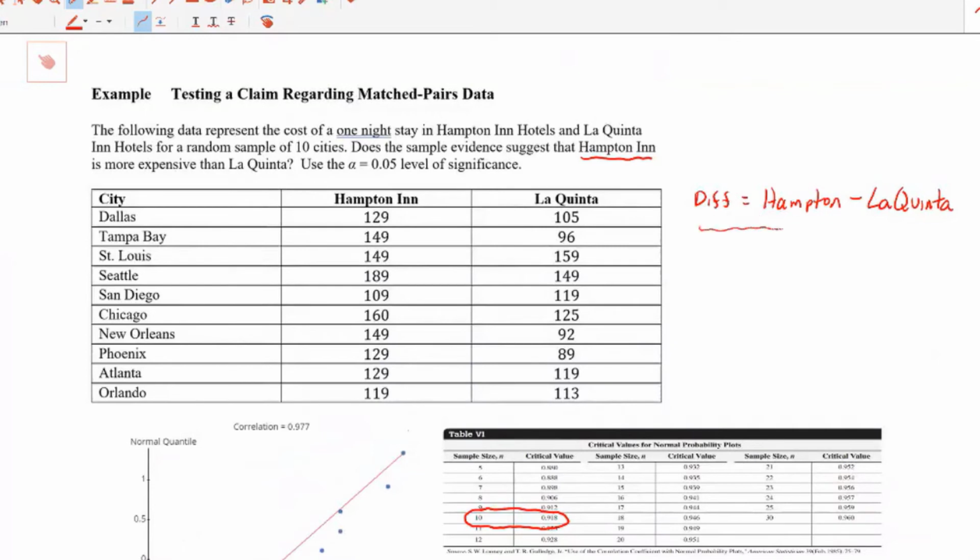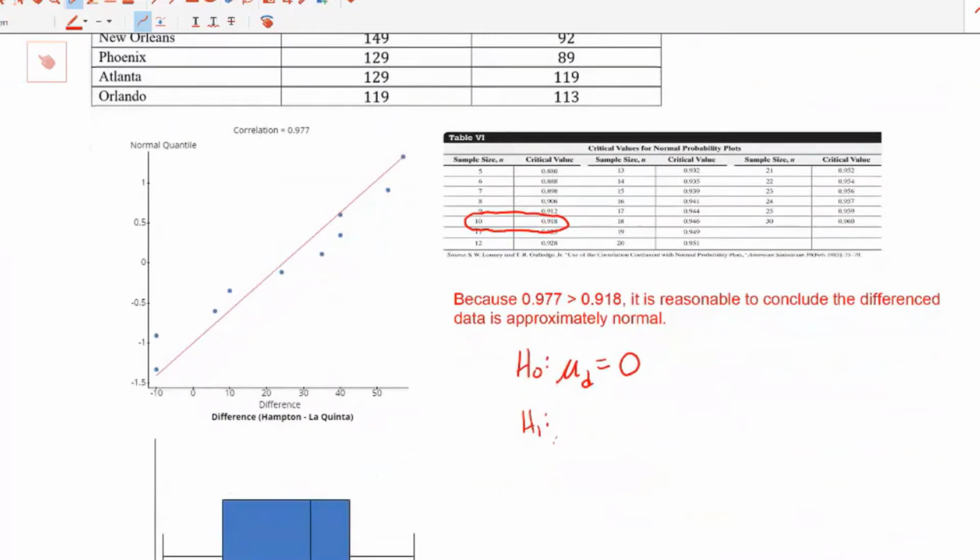Because we computed our difference as Hampton minus La Quinta, if Hampton is more expensive than La Quinta, we would expect this difference to be what sign? Positive, negative, what? If this is more than this, what would we expect? Positive. You'd expect the difference to be positive. So that's how you determine your alternative hypothesis, is that the mean difference is positive, because again, our difference is Hampton minus La Quinta.